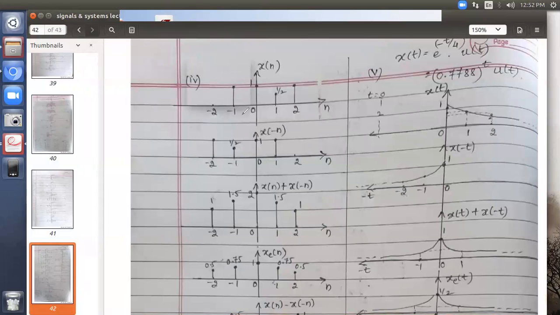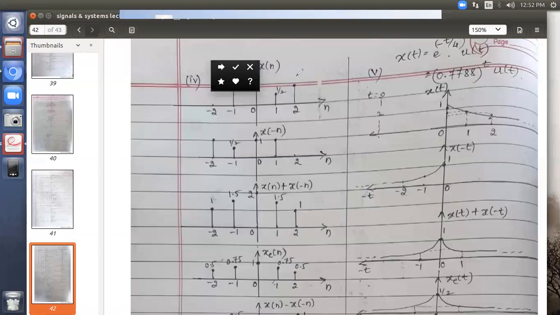Okay. The question now is in discrete. See, discrete is very simple. For any of the operations, be it scaling or shifting, each point has a certain amplitude, so you have to shift this. For continuous, it is a bit difficult, I feel.